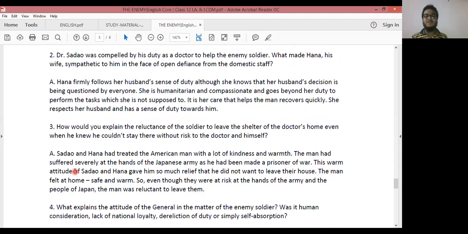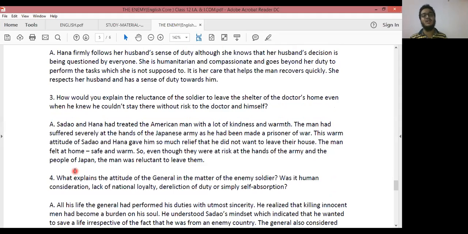How would you explain the reluctance of the soldier to leave the shelter of the doctor's home even when he knew he could not stay there without risk to the doctor and himself? See, try to understand the question here. How would you explain the reluctance of the soldier to leave the shelter of the doctor's home? Okay, it was not easy, he was reluctant to go. He did not agree to go immediately.